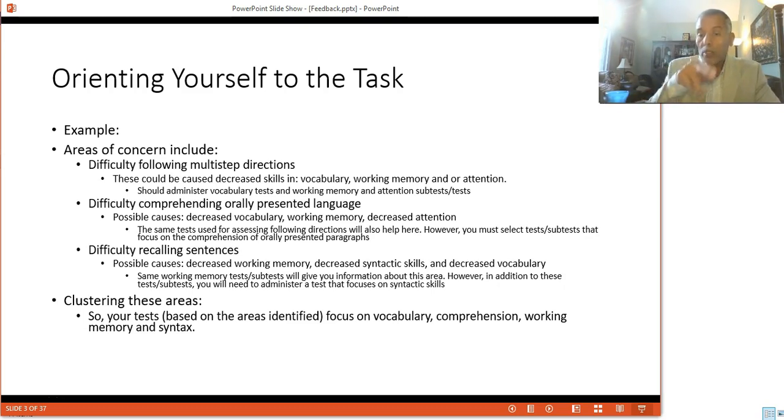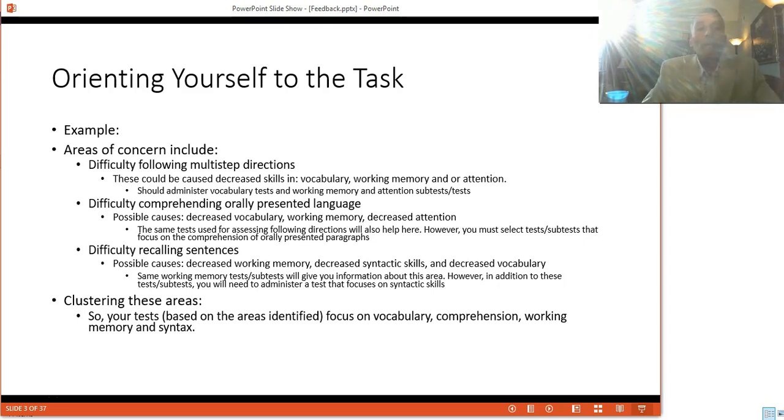So all these skills, words, sentences, and paragraphs, go from the easiest and rise to the hardest. And if someone's performance decreases as you go up, then that will tell you the person likely has attention problems and so on.